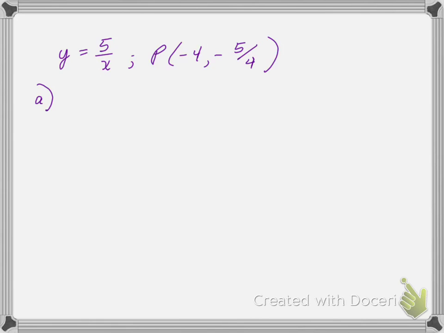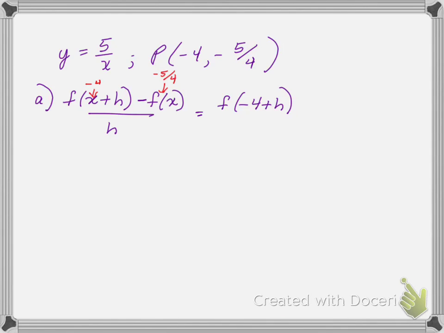Okay, so in part A, to find the slope, we want to find f of x plus h minus f of x all over h. So we know here that x is just -4, and we know that f of x is -5/4. Okay, and so that helps us get started. So here we have f of -4 plus h minus a -5/4, which would make that a +5/4, all over h.